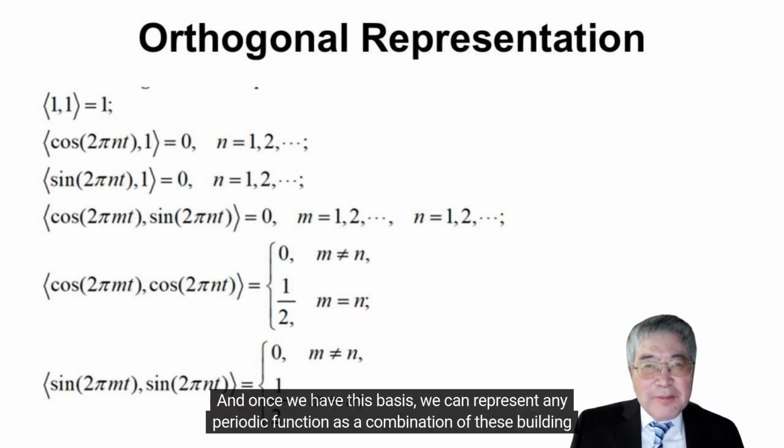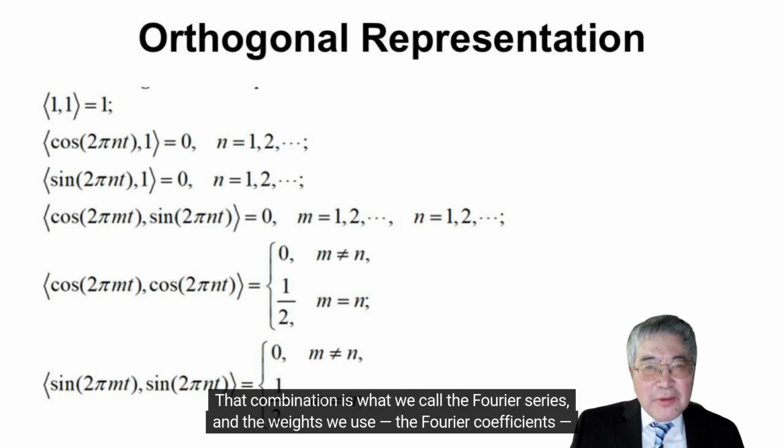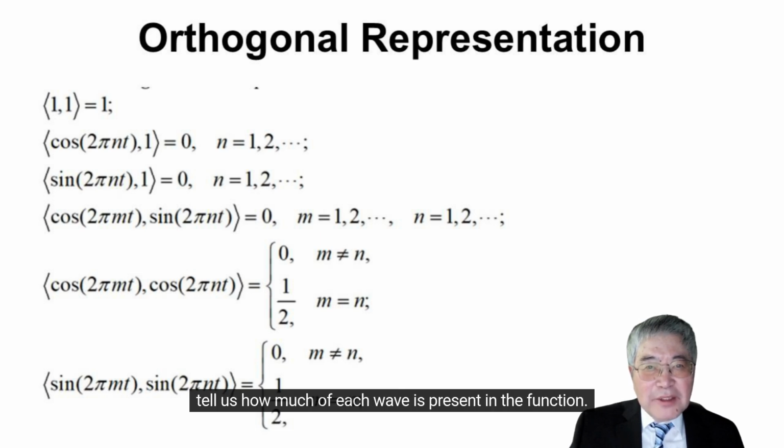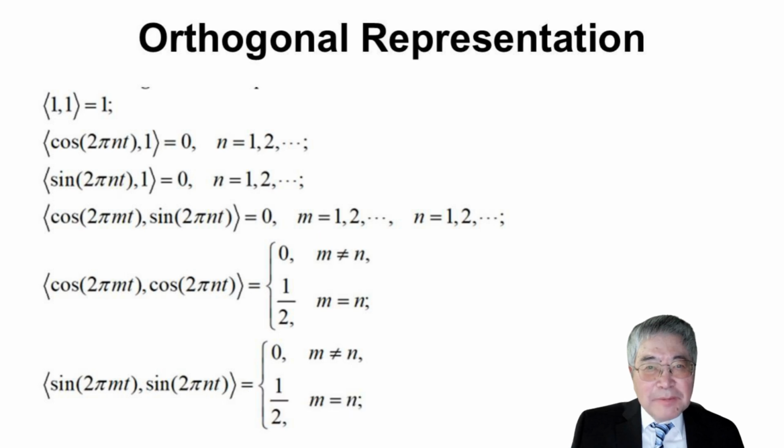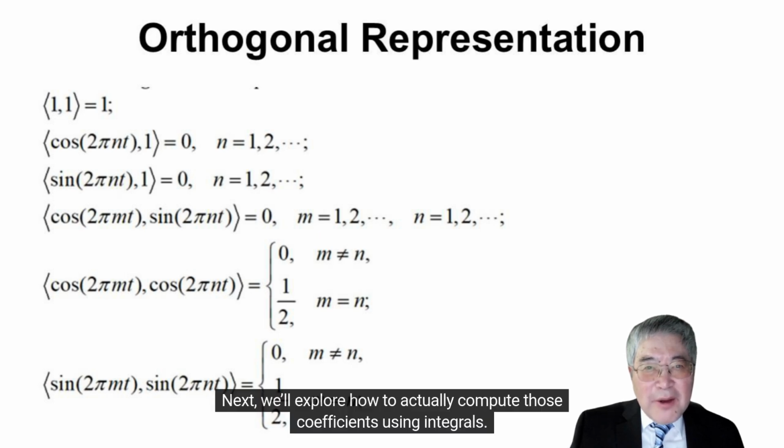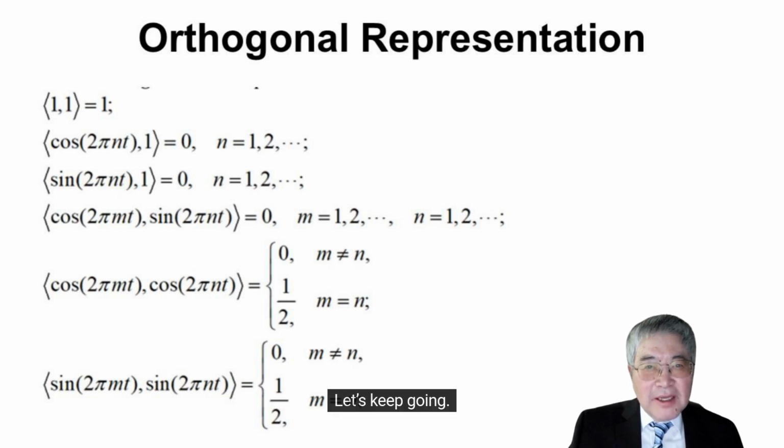And once we have this basis, we can represent any periodic function as a combination of these building blocks. That combination is what we call the Fourier series, and the weights we use, the Fourier coefficients, tell us how much of each wave is present in the function. Next, we'll explore how to actually compute those coefficients using integrals. Let's keep going.